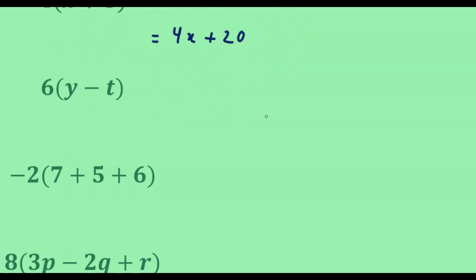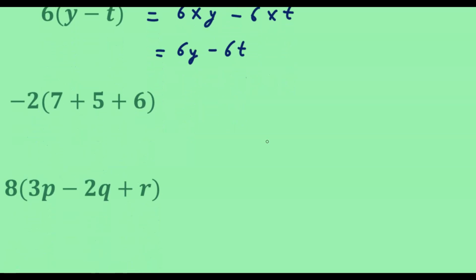Let us consider the next one. We have 6 times (y minus t). Now we need to distribute the factor 6 to the terms inside the parentheses. So we have 6 times y minus 6 times t. Here we have minus because there's a minus sign over here. So 6 times y, we can just write that as 6y, and 6 times t is 6t. So we end up with 6y minus 6t.